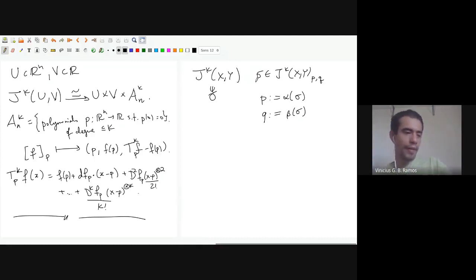So the point is, the definition of a jet is relatively simple, but what is good about them is what you can say with the language of jets. It simplifies a lot of the language.